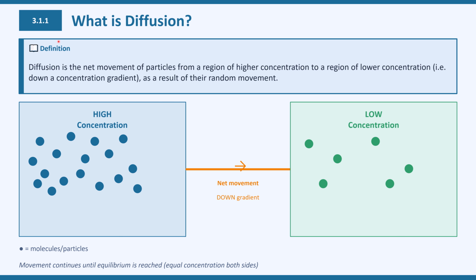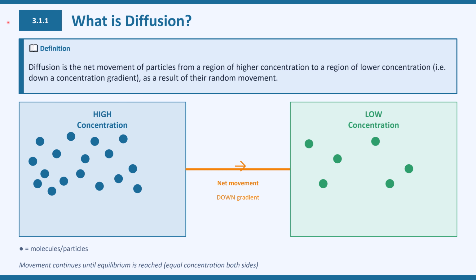Moving into our first core concept, 3.1.1, what is diffusion? By definition, diffusion is the net movement of particles from a region of higher concentration to a region of lower concentration, that is down a concentration gradient, as a result of their random movement. Diffusion occurs naturally and does not require energy.